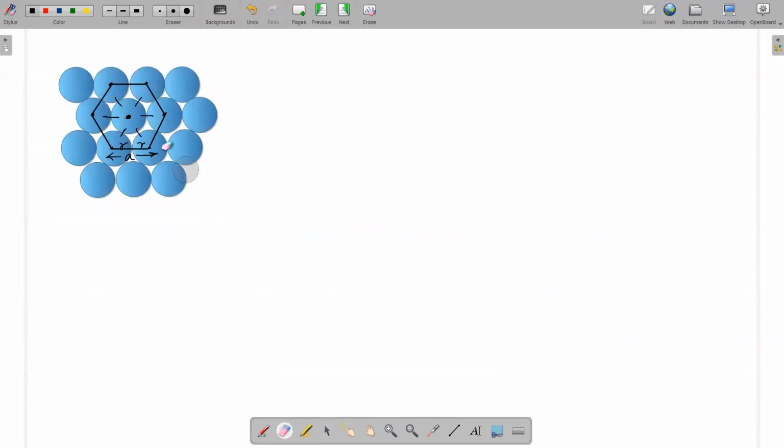Yeah, so this is your hexagon. Let me erase all these things. Okay, let me make it again with some proper line. Okay, what was the relationship between A and R? A is equal to 2 times R. I guess we concluded with this statement only, A is equal to 2R at the end. Yes, sir. Okay, and what is the Z?